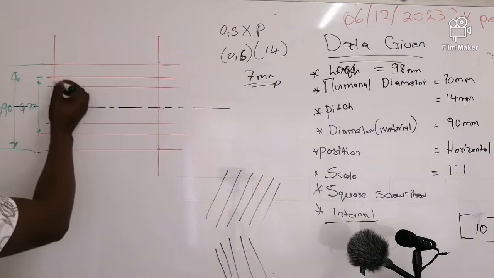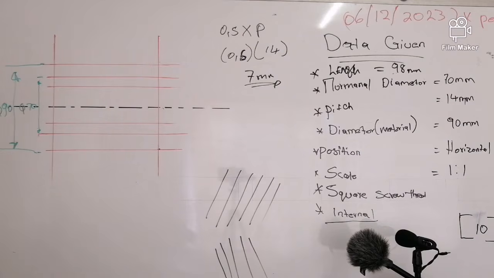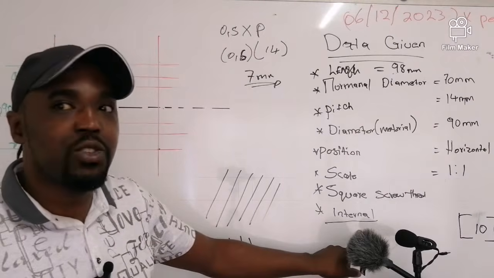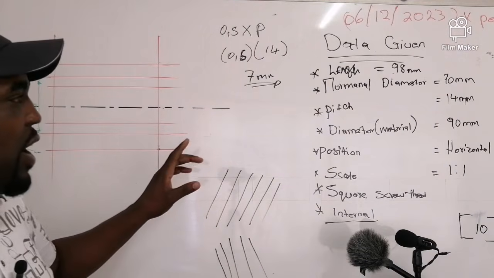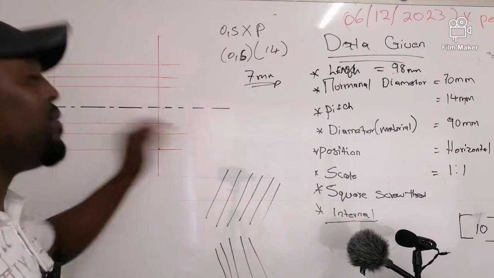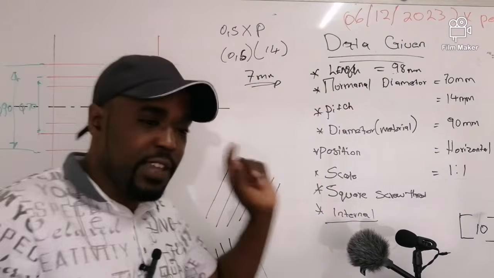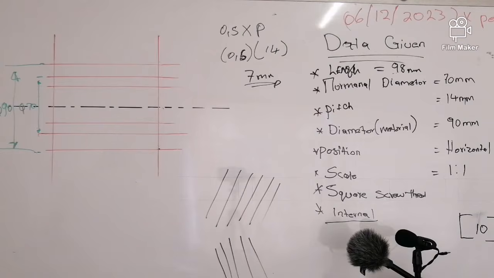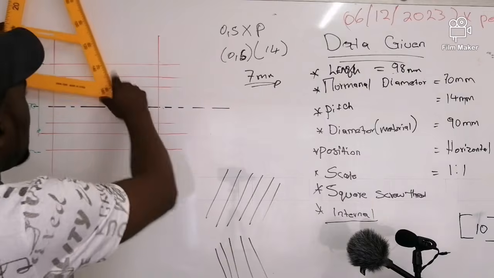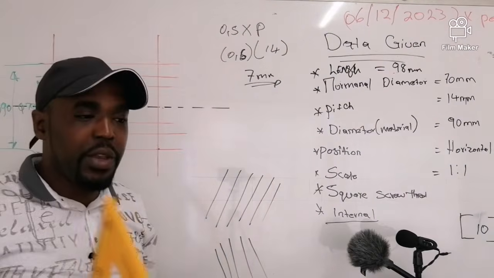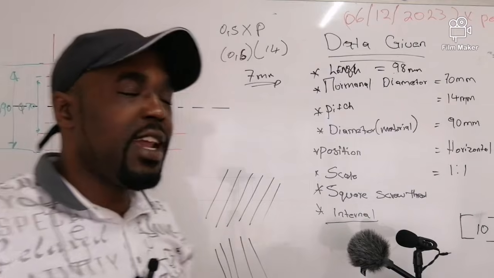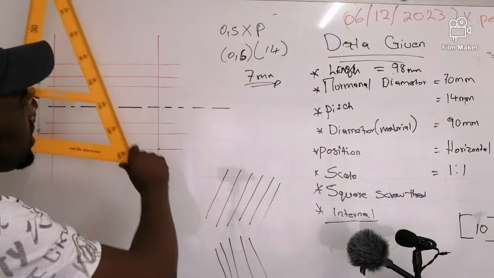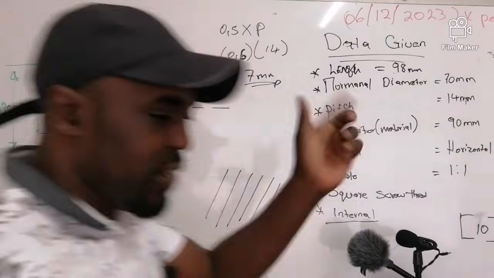Then from here till there is what? It's 7 millimeter towards what? Towards your center line, because we are drawing the internal square screw thread. Because if it's a V screw thread, we are going to use this set square. We are using this angle to get our V shape when we are drawing an internal and external V screw thread. We are using 60 anti-clockwise and 60 clockwise to get the V shape, you understand.